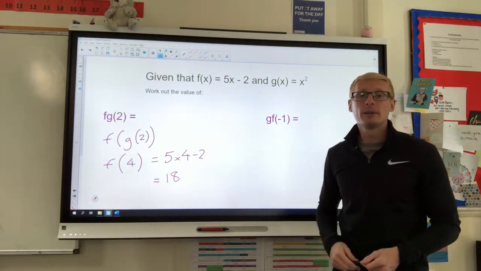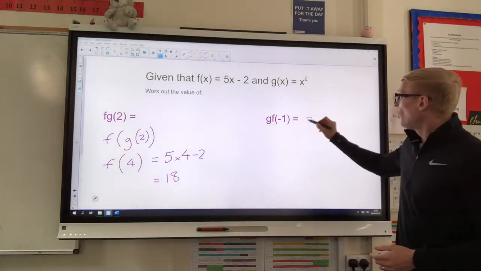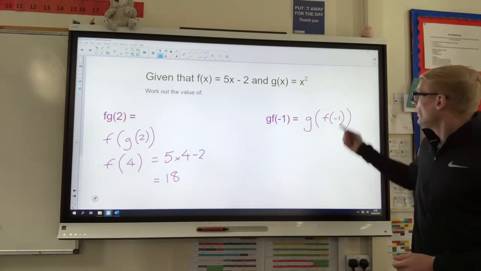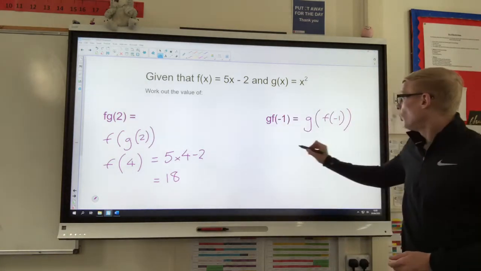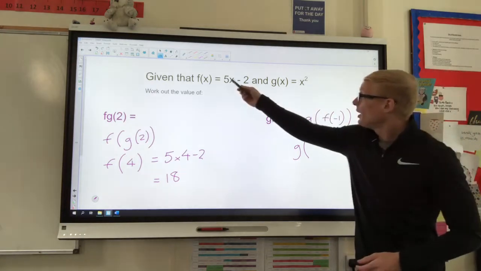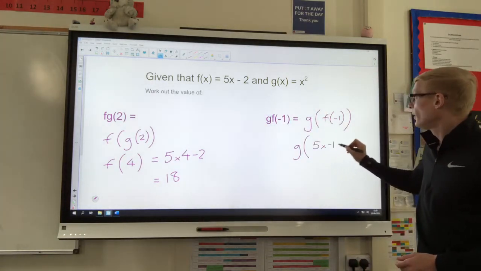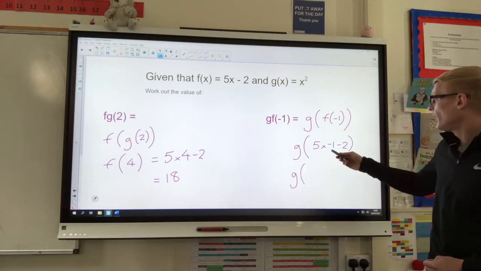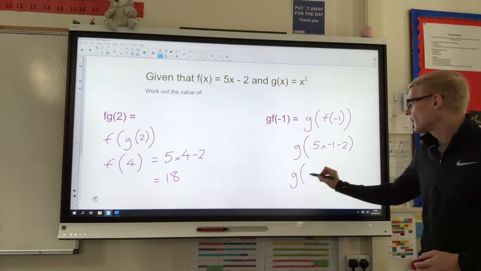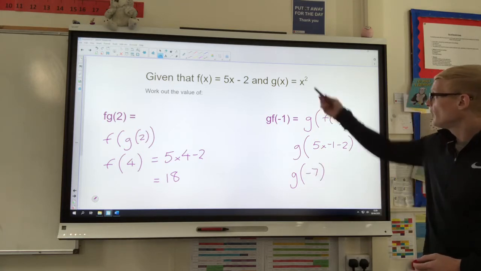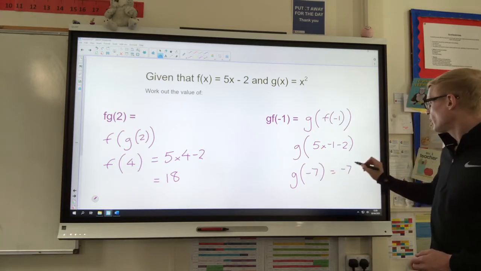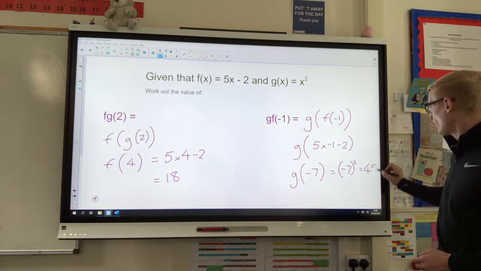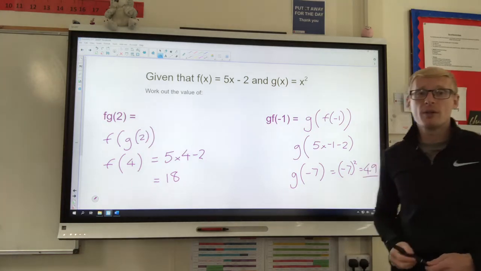Okay, you'll get 18. But if I look at this, I want to do g of f of negative 1. Now when I put negative 1 in here, negative 1 in here is 5 times negative 1, take away 2. So that's going to be g of 5 times negative 1 is negative 5, take away the 2 is negative 7. So now I need to work out g of negative 7, so that's going to be negative 7 squared. So negative 7 squared is 49. Okay, so 49 would be your answer there.